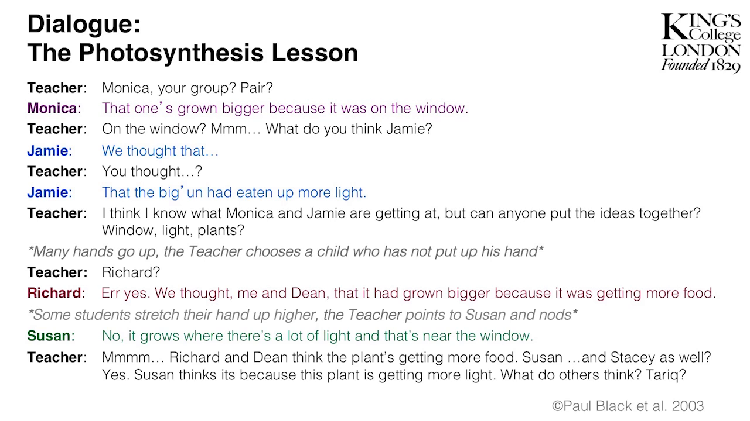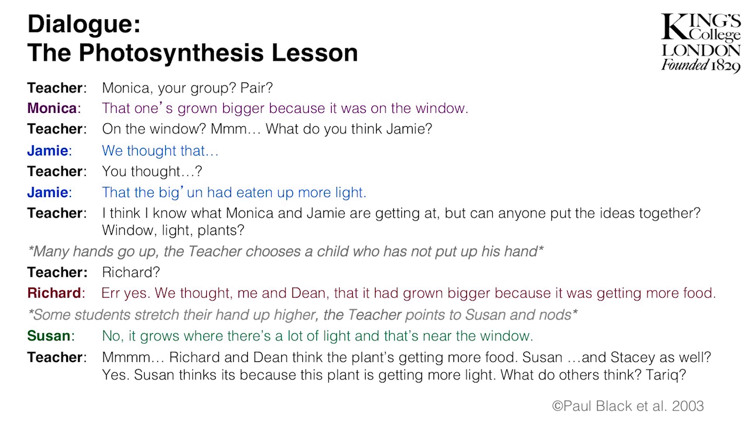What the teacher then does is to say, I think I know what Monica and Jamie are getting at, but can anyone put the ideas together? Window, light, plants. Many hands go up. The teacher chooses a child who's not put up his hand. Richard. Yes, we thought, me and Dean, that it had grown bigger because it was getting more food. They'd been discussing in pairs, and Richard is giving a joint response.